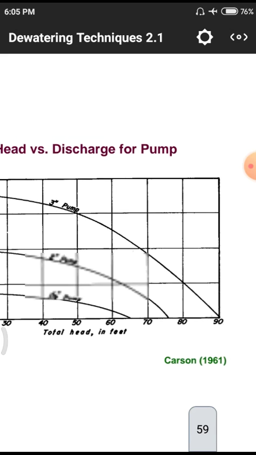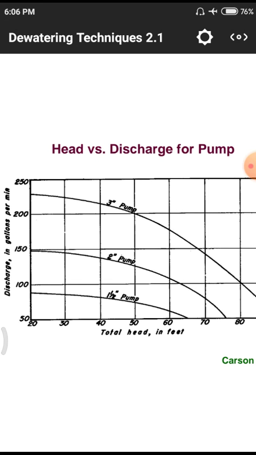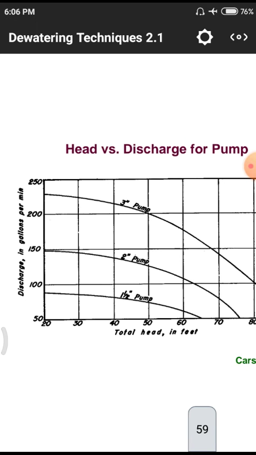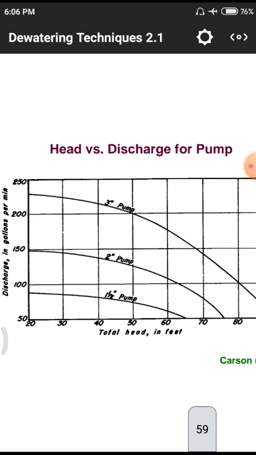Here we are having a total of 3 lines. That means the first stage of the pump, second stage and third stage. Total head in terms of feet, and discharge in gallons per minute. What is a gallon? About 3.8 liters. So that per each second, how much water we need to remove from the particular soil.